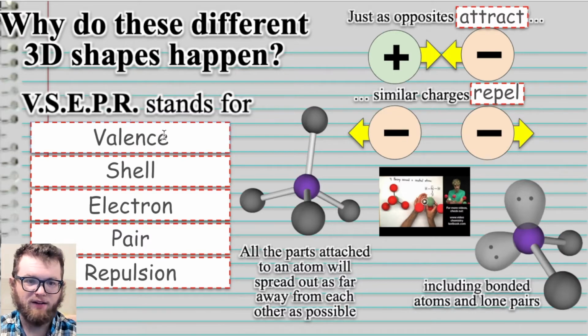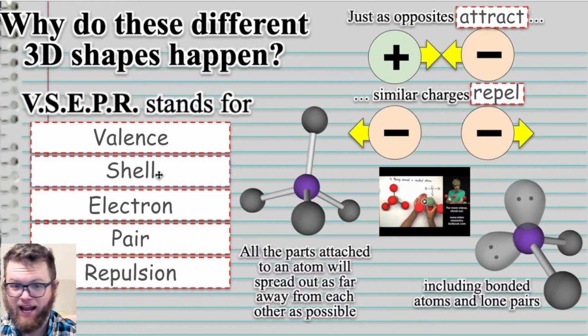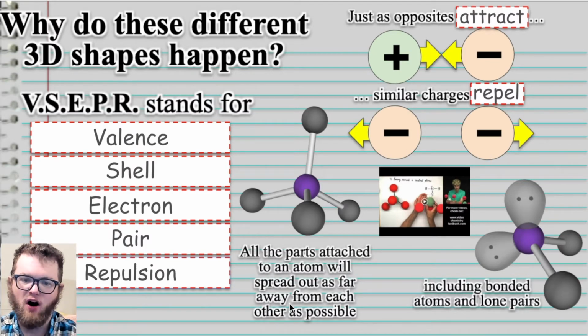Where we know that valence electrons are the electrons involved in bonding. The shell is trying to be the full shell that has the 8 electrons. Electrons are electrons. We know electrons come in pairs, either lone pairs or single bonds. And then repulsion, similar charges will repel each other. So all the parts attached to an atom will spread out as far away from each other as possible, including bonded atoms and lone pairs.